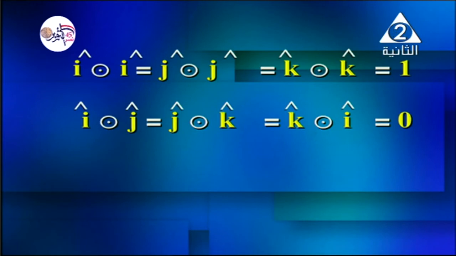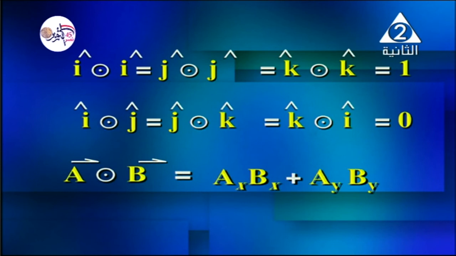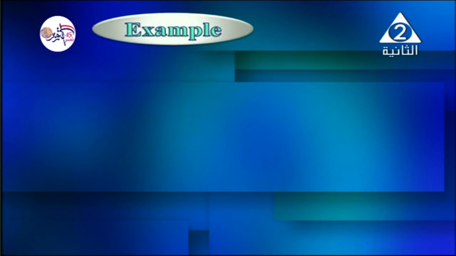Why? Because i and j are perpendicular, j and k are perpendicular, k and i are perpendicular. When we multiply two perpendicular vectors, the angle between them is 90, cosine 90 is 0, so i dot j equals j dot k equals k dot i equals 0. But i dot i equals j dot j equals k dot k equals 1. So A dot B equals AX BX plus AY BY plus AZ BZ.